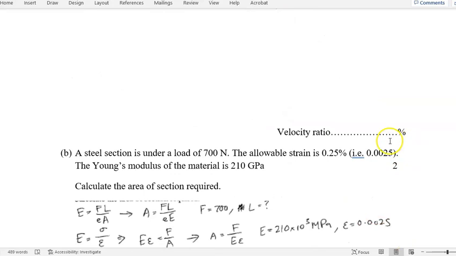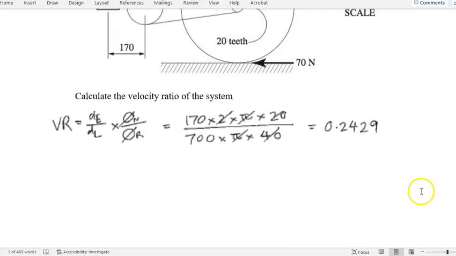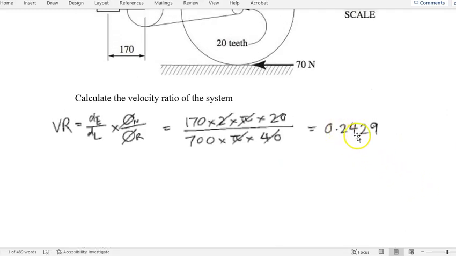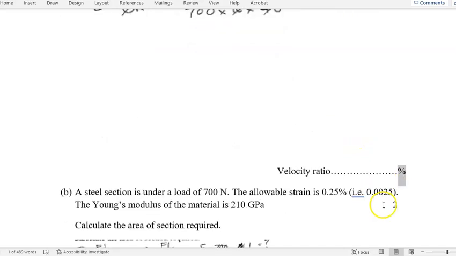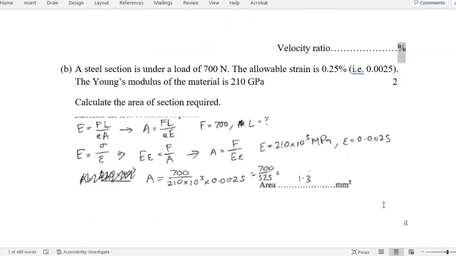I did ask for something a bit crazy: I changed velocity ratio, I didn't change this thing, I wrote it as a percentage. So technically the answer there is 24.3, right? It's three decimal places, so 24 rounds up to 3. If you wrote 24%, I told the class while they were doing the exam that I'd give that correct.